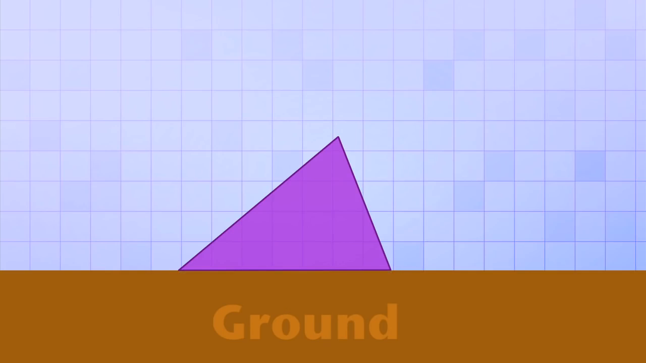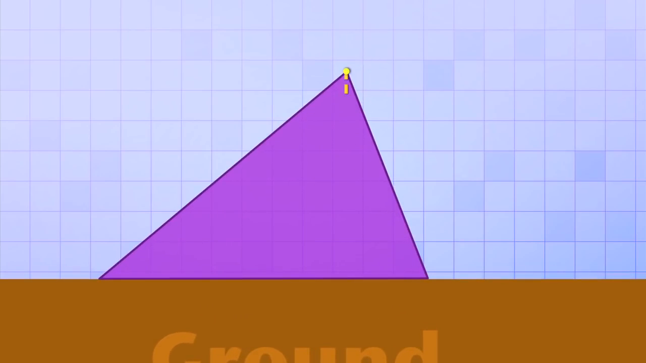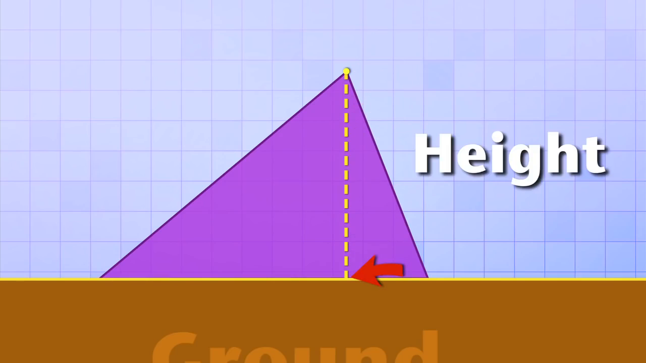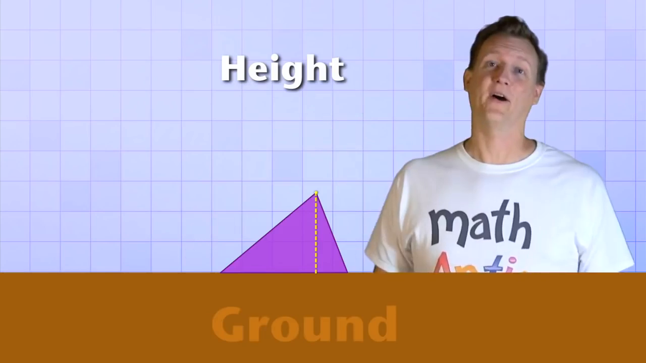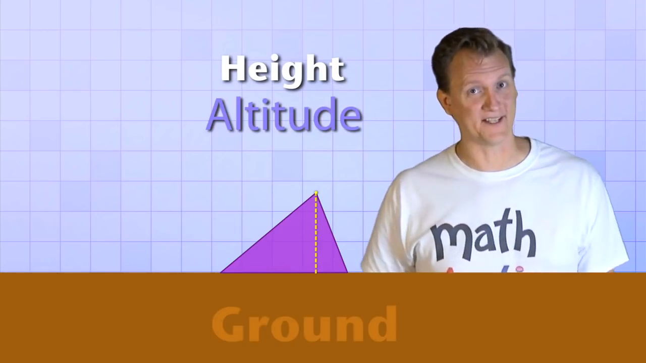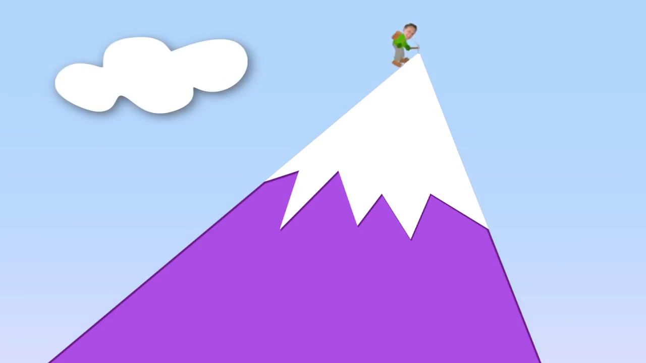Next, we find the highest point of the triangle, which is the vertex that's not touching the ground. From that point, we draw a line straight down to the ground. The line we draw must be perpendicular with the ground. The length of that line from the tip of the triangle to the ground is called the height of the triangle. Oh, some people call the height of a triangle the altitude, which makes a lot of sense if you pretend that your triangle is a tiny little mountain.